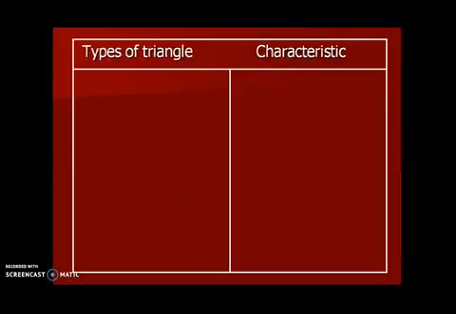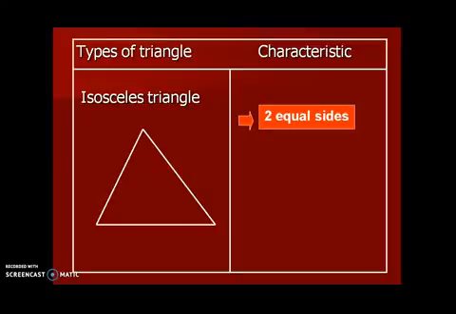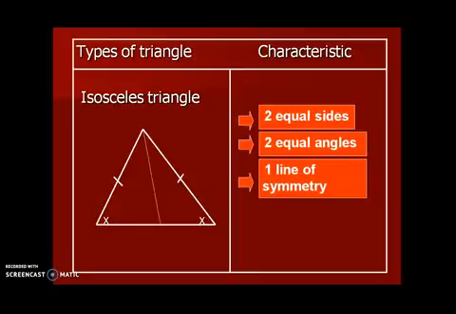Next, type of triangle number two is isosceles triangles. This is the figure of an isosceles triangle. Characteristic number one is that it has two equal sides. Number two is that it has two equal angles, for example, x degrees and x degrees. And the last characteristic is that it has one line of symmetry.